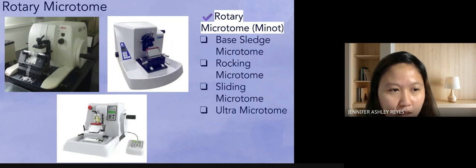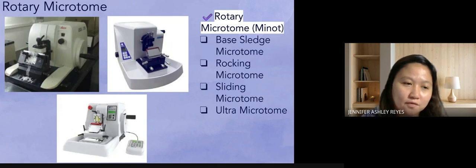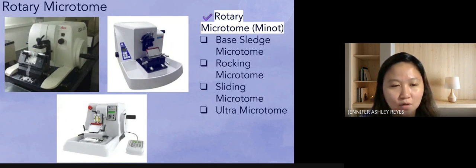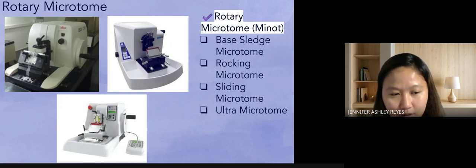So that's able to produce around 2 to 3 micrometer thin sections, ideal for diagnostic work, and it can cut through hard or fatty tissues and even celloidin blocks. So that's the rotary microtome.